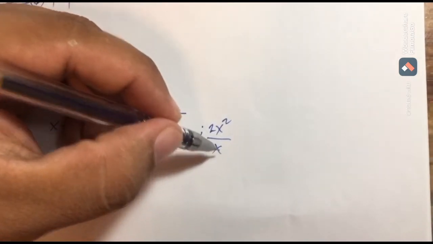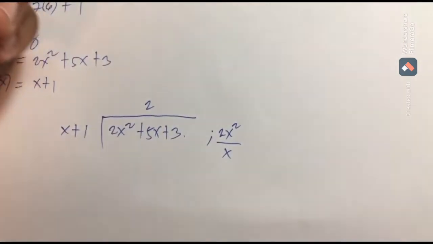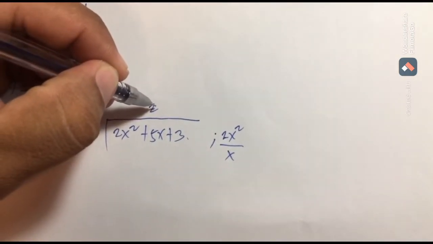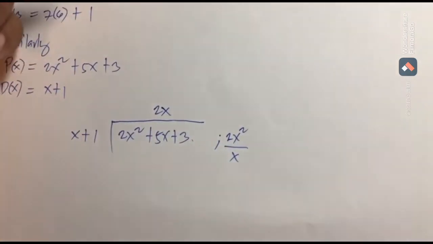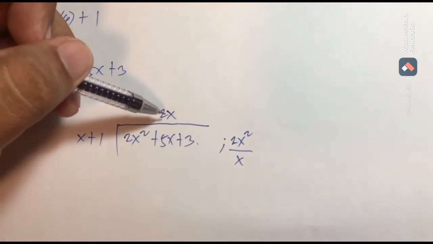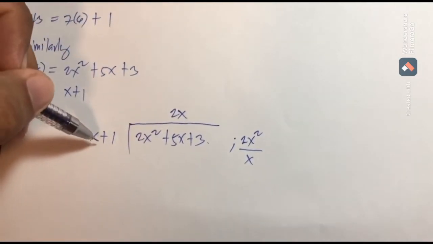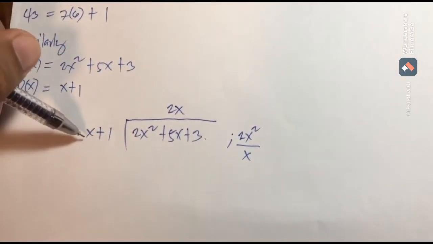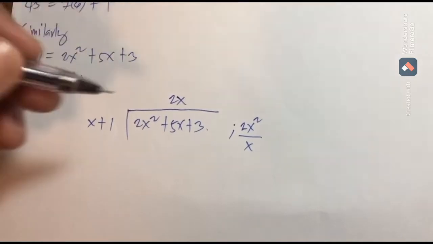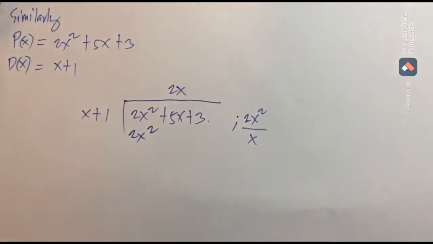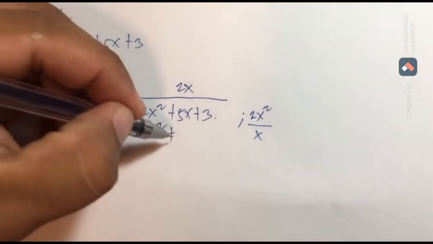Then x squared divided by x is, since we have the same base, we will just subtract 2 minus 1. So our first term for the quotient is 2x. Okay? So the first step is to divide. Since now we have the first term of the quotient, we will multiply that with the divisor. So 2x times x plus 1. So again, 2x times x is 2x squared. Then 2x times 1 is 2x.